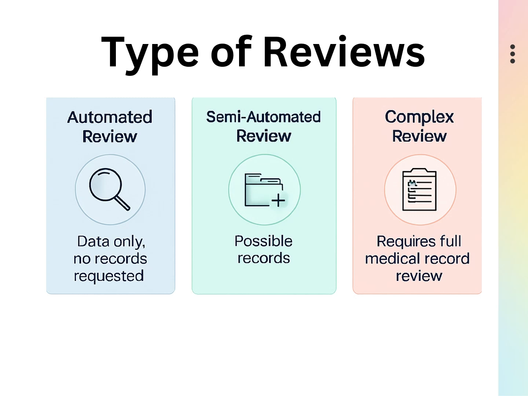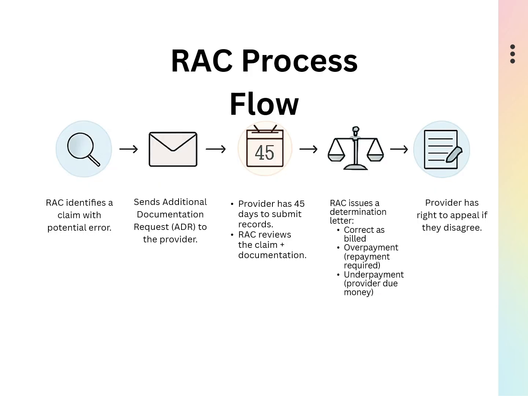RAC process flow. RAC identifies a claim with potential error. Sends additional documentation request, ADR, to the provider. Provider has 45 days to submit records. RAC reviews the claim plus documentation. RAC issues a determination letter. Correct as billed. Overpayment, repayment required. Underpayment, provider due money. Provider has right to appeal if they disagree.